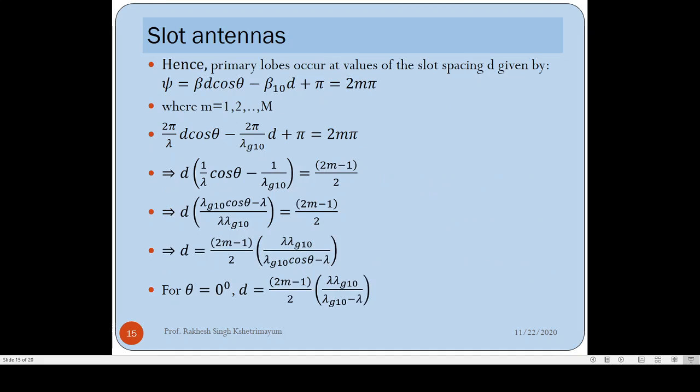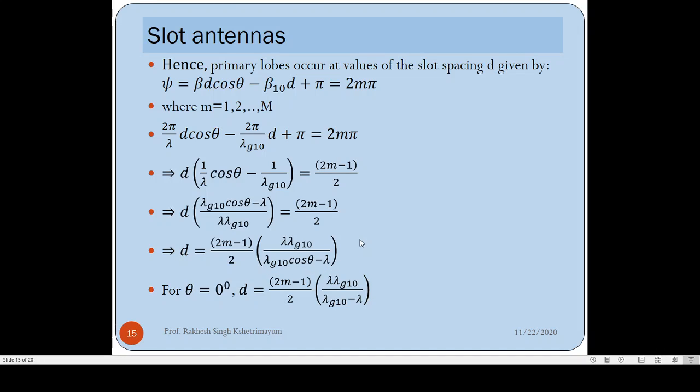In that case, I can find out the value of d. I can replace this beta by 2 pi by lambda, and beta 10 by 2 pi by lambda g10. Then I can simplify it and find the value of d. So this relation will give me what the value of d should be according to our requirement. I need to design a slotted waveguide antenna array, and d is the criterion. What is the distance between one slot and another slot? d can be found out from here: (2m minus 1) divided by 2 times (lambda g10 cos theta minus lambda).